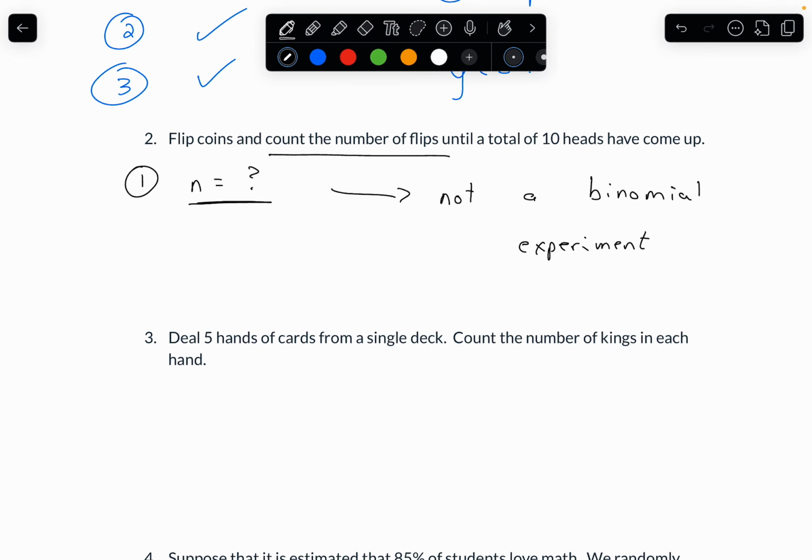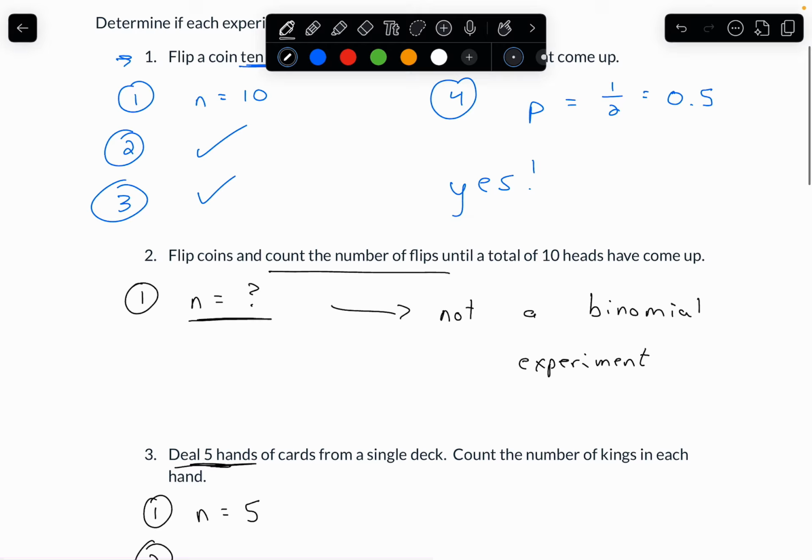Continuing on, number 3 says deal 5 hands of cards from a single deck. Count the number of kings in each hand. So in this case, let's think about this. First of all, do we have a set number of trials? It sure seems like it. We've got 5 hands of cards, so I would assume that n is equal to 5.